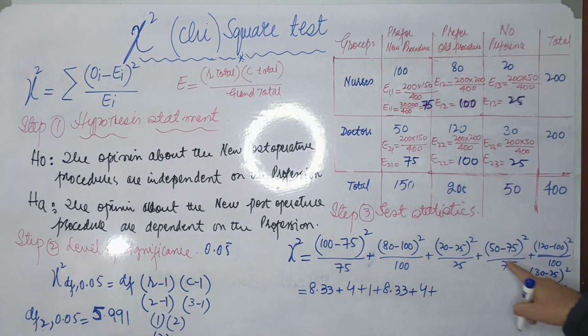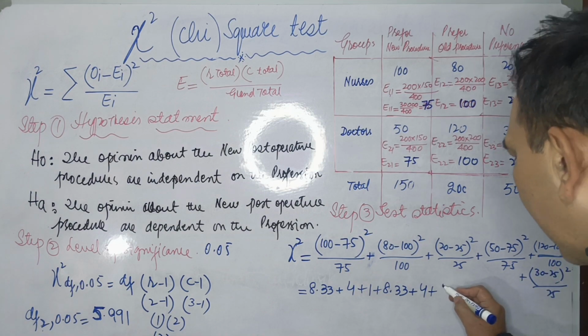Now again the same: 30 minus 25 is 5. We square the 5, which gives 25. 25 divided by 25 is 1.